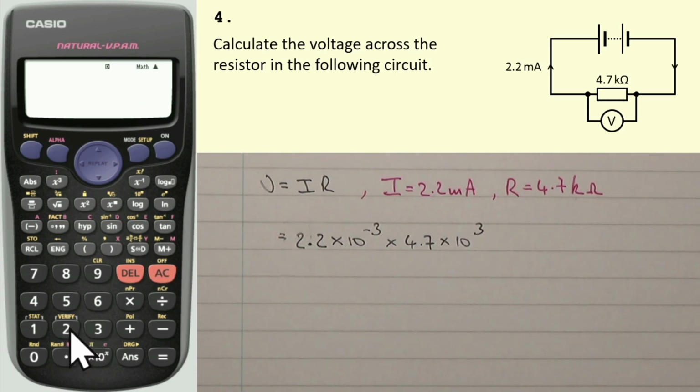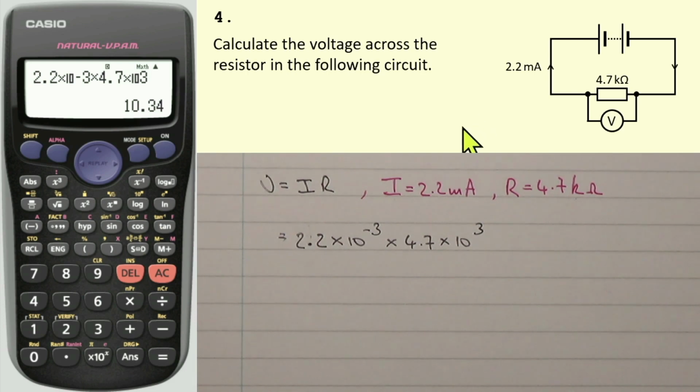Now, to work at this answer, we just do 2.2, then this times 10 to the power of negative 3, multiplied by 4.7, and then of course the times 10 to the power of 3, and that would give us this 517 over 50. We don't write fractions in physics. So we press the SD button and we get 10.34. Now we'd get away with writing 10.34.